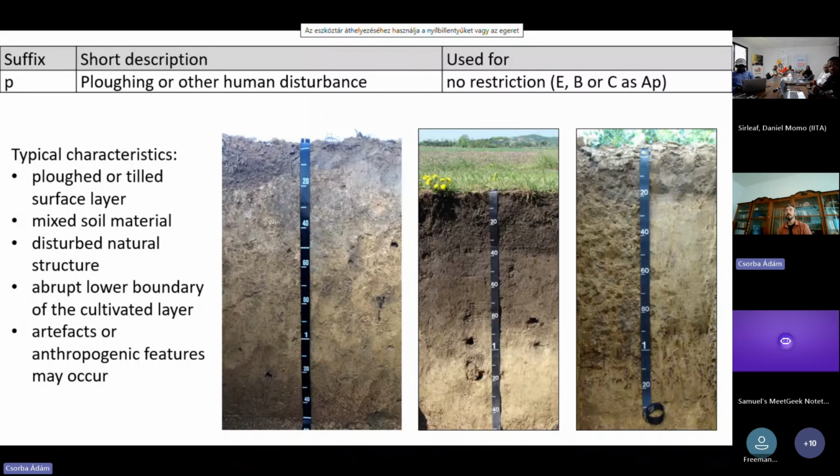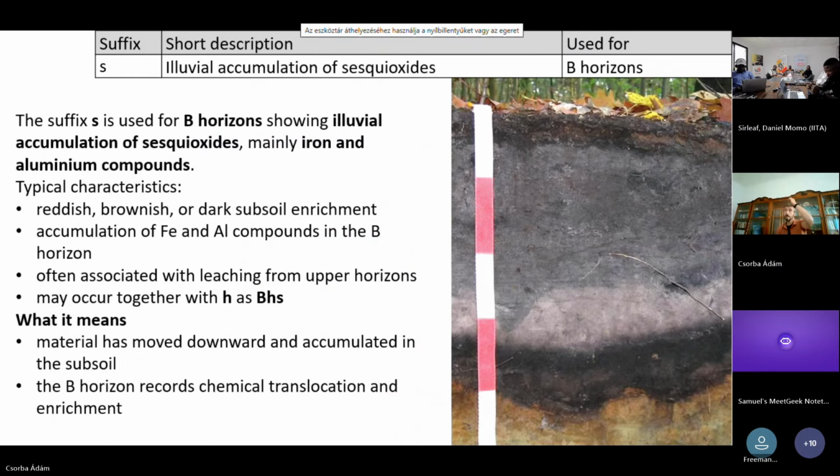Usually when we see any kind of human disturbance, any kind of tillage in the topsoil, we indicate it by adding the P index next to the A master horizon. S index. S index means the alluvial accumulation of so-called sesquioxides.